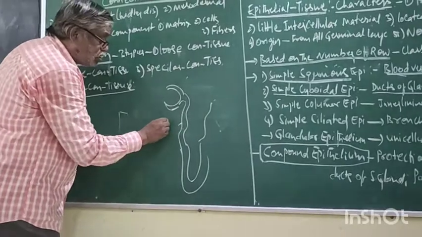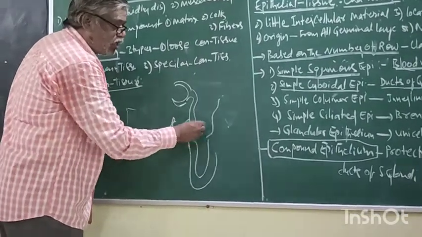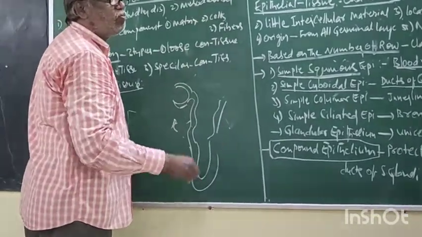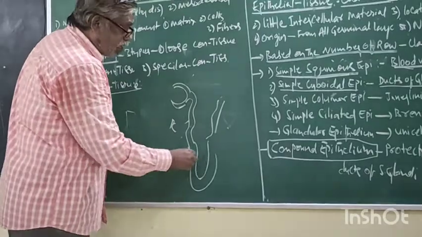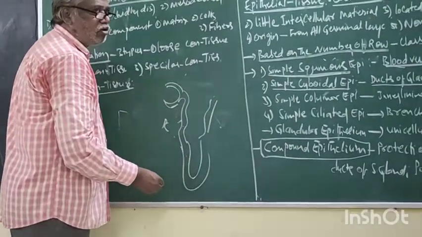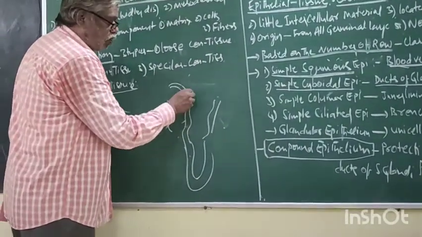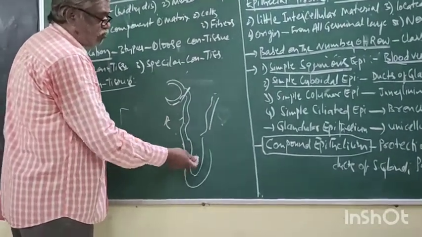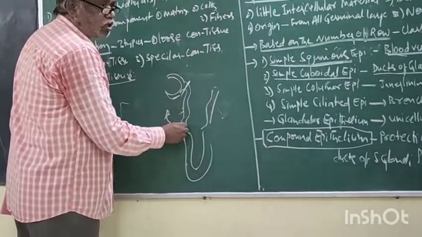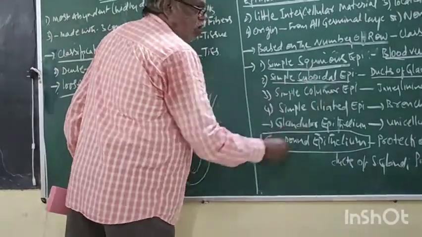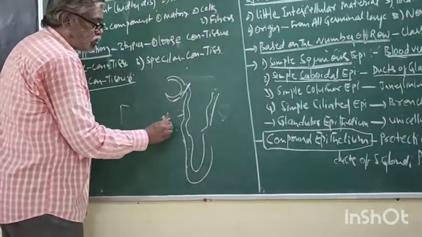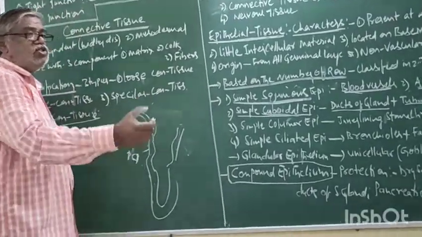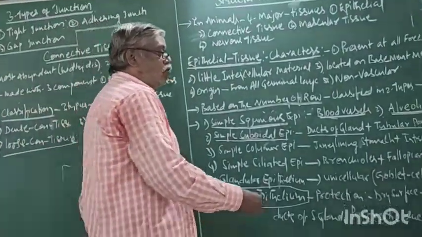But especially PCT is a cuboidal with microvilli, brush border cuboidal epithelium. But here only cuboidal. Catch the point. From this part to this part is the tubular part. This tubular part contains PCT, loop of Henle, DCT. This tubular part is made with cuboidal epithelium. But the cuboidal present in PCT is brush border cuboidal epithelium, because it contains microvilli, which help in absorption.